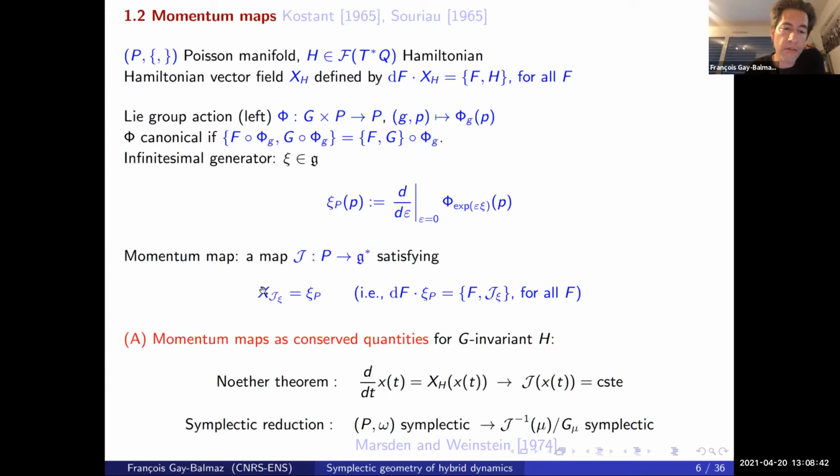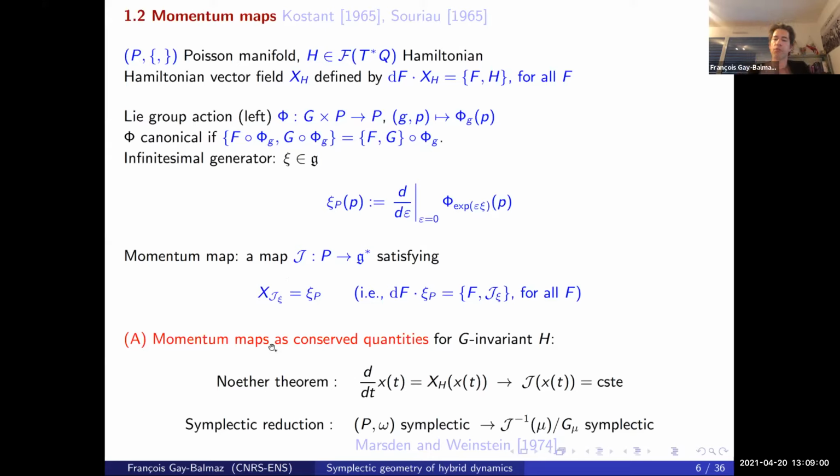So this Hamiltonian vector field has to be equal to the infinitesimal generator of the action, right? The psi P here. So if this is satisfied, we say that we have a momentum map and we get a map from P to G star.